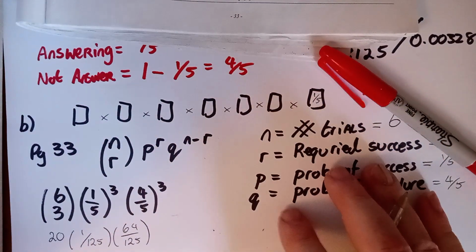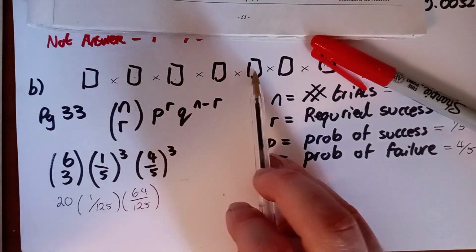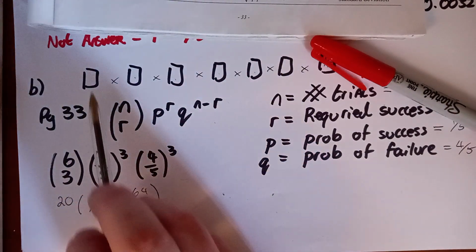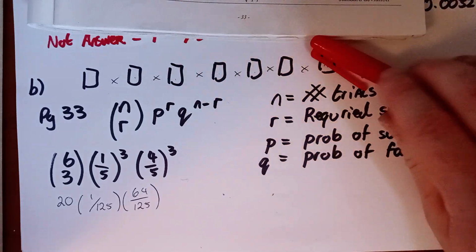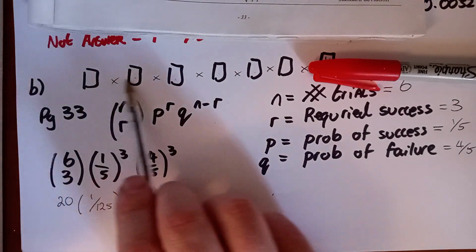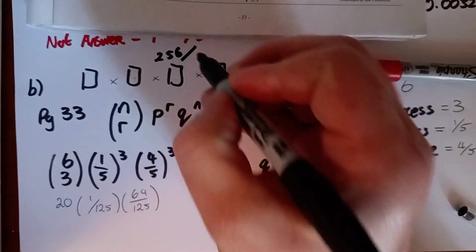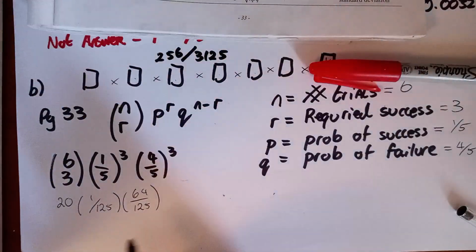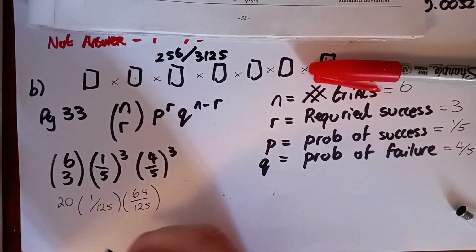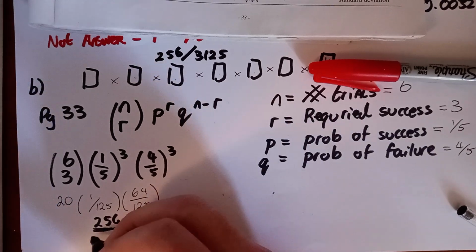But we have to make sure we don't forget something at the very end. This is just the first 6 places. So the number I'm calculating here is the number for these 6 places. It should be 20 multiplied by 1 over 125 multiplied by 64 over 125. So this value here is 256 over 3125.